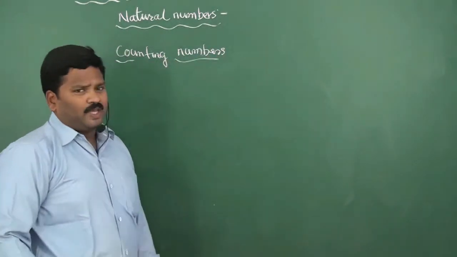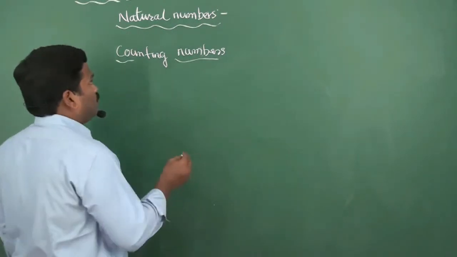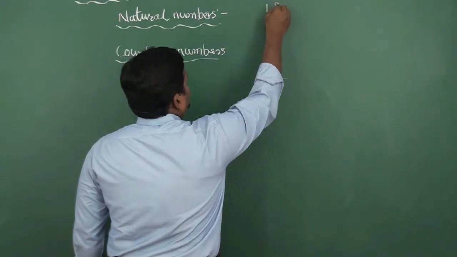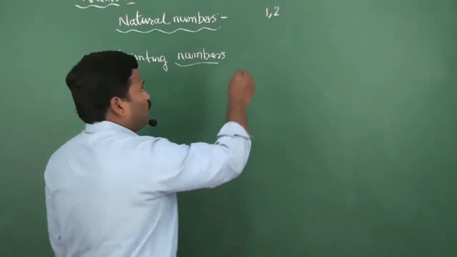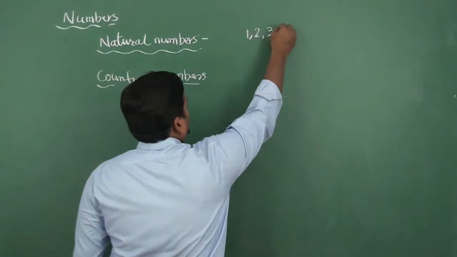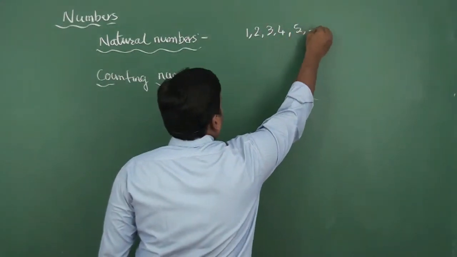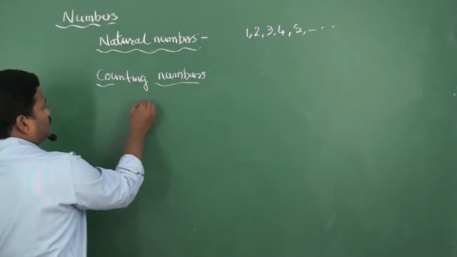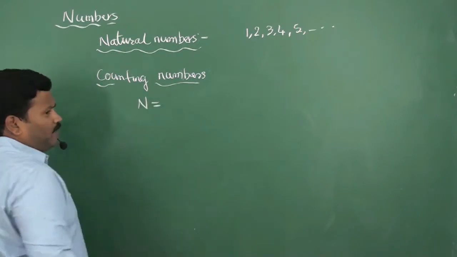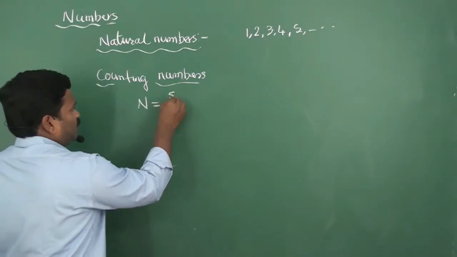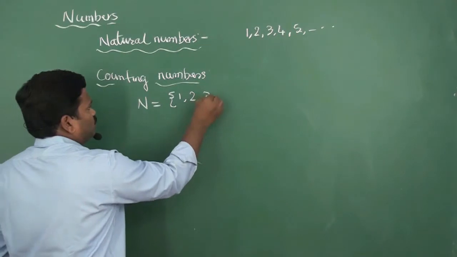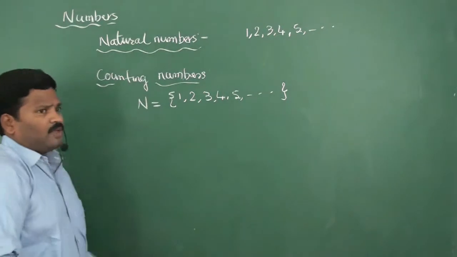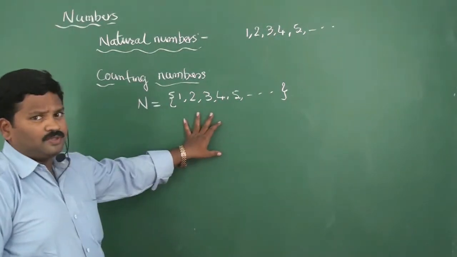If you want to count something, we must start from 1. Therefore, natural numbers start from 1, 2, 3, 4, 5, and so on. The set of natural numbers is denoted by the letter N, capital N. That is the set of 1, 2, 3, 4, 5, and so on. These are called natural numbers.